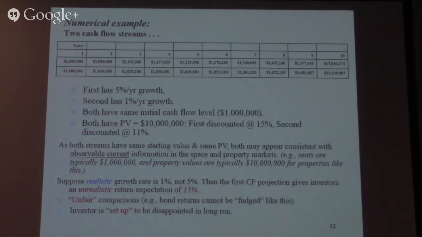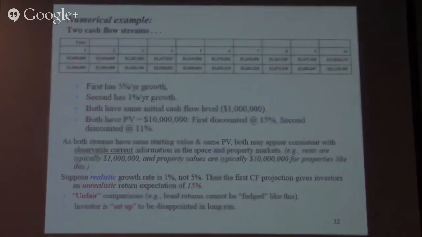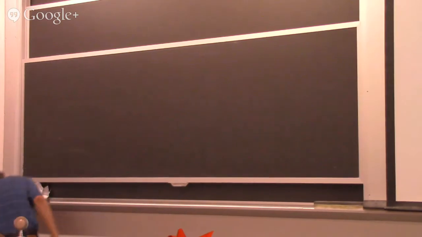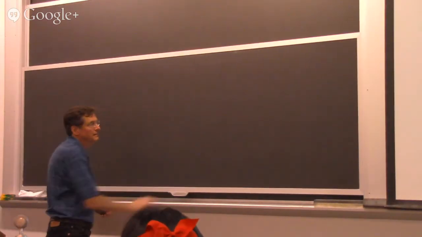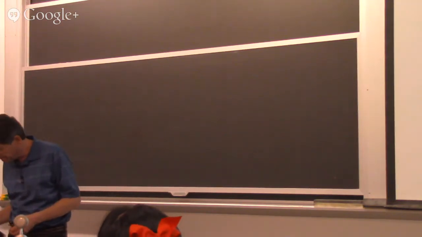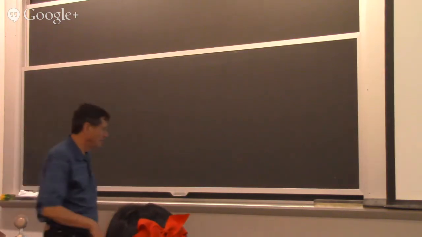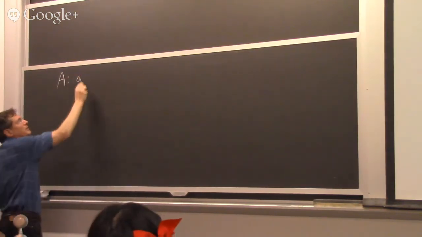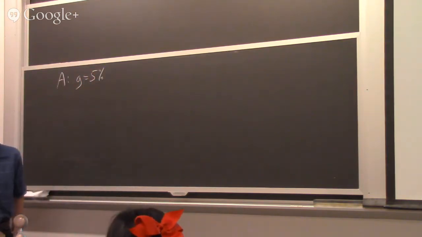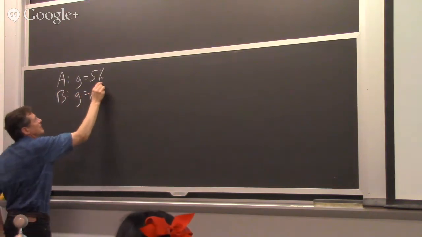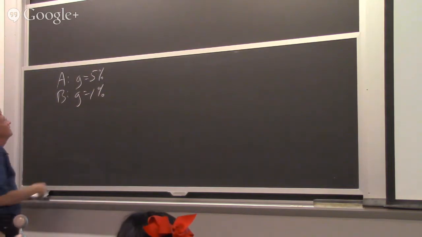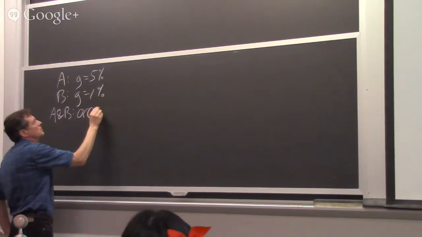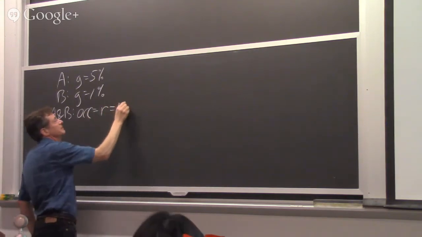Okay, so how would this look in terms of cap rates and discounts and so forth? So property A has a growth rate of 5%, right? We'll call it G. And property B has a growth rate of 1%. Both of these have an opportunity cost of capital, which I label R, of 11%.